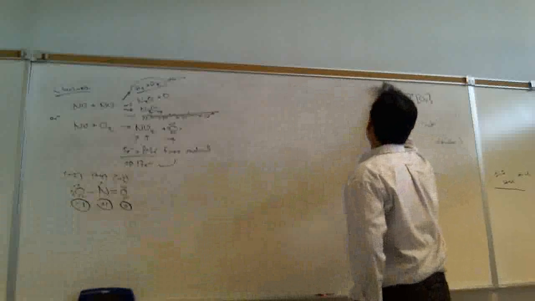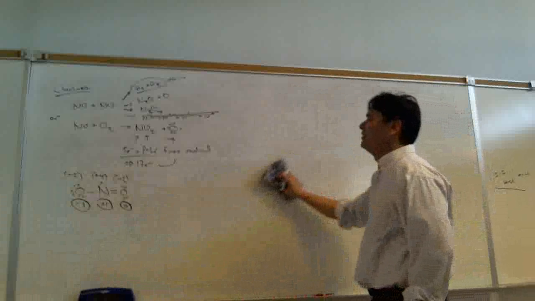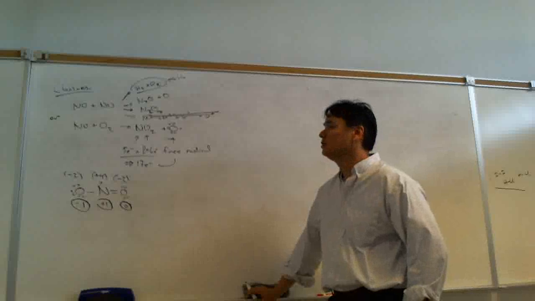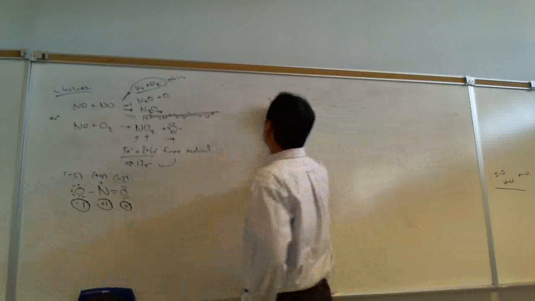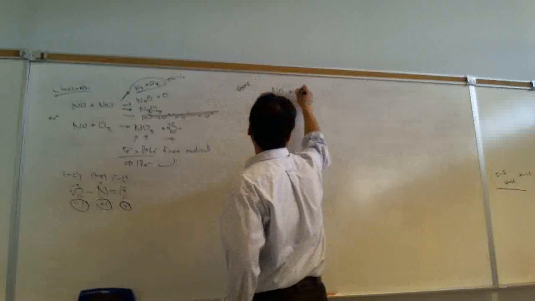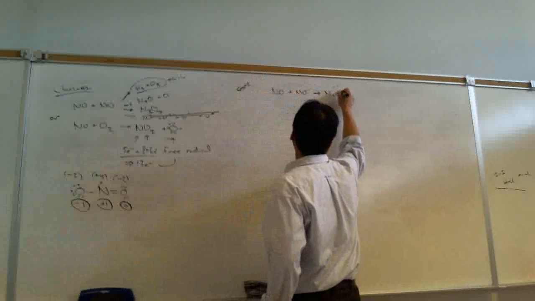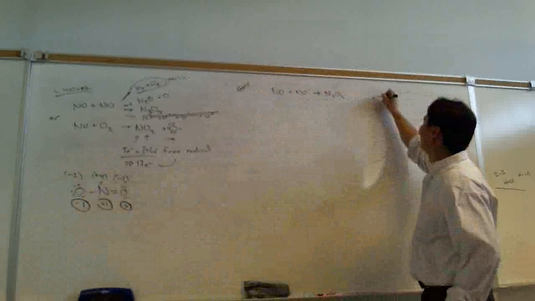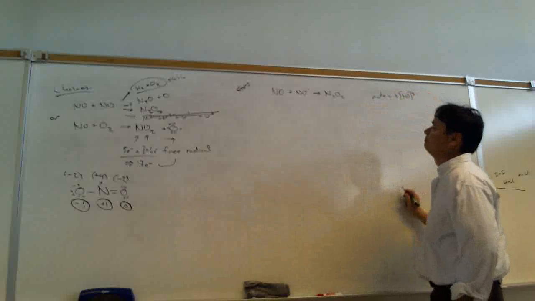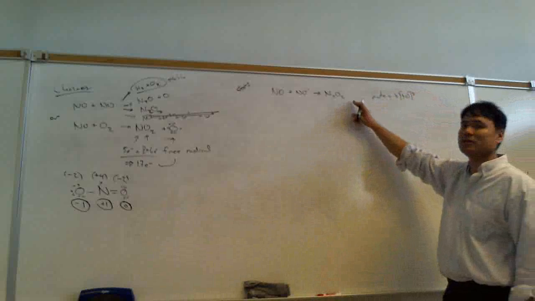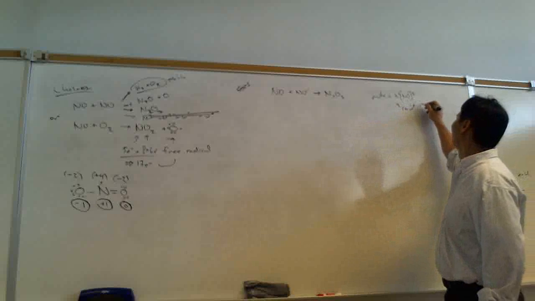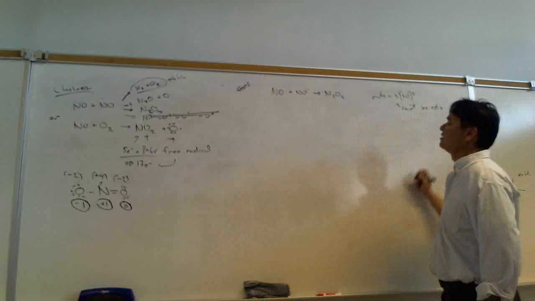So which one looks good to you? N2O2? All right. So let's just do this as step 1: NO plus NO yields N2O2. Then what is the rate of step 1? Rate is going to equal k[NO] squared. So this cannot be the slow step. This can't be the slow step. In other words, it can't be the RDS.